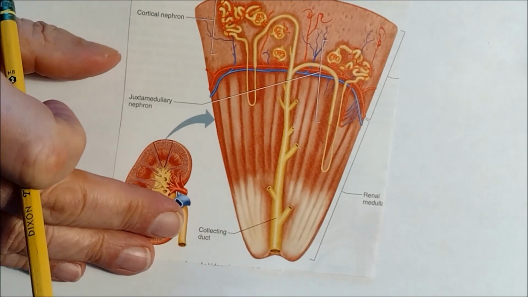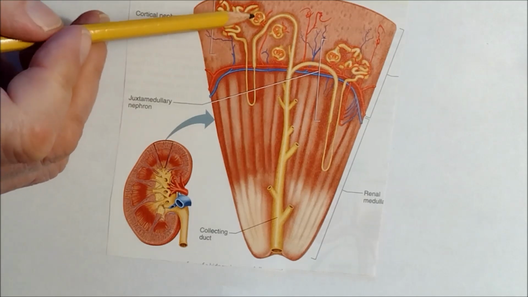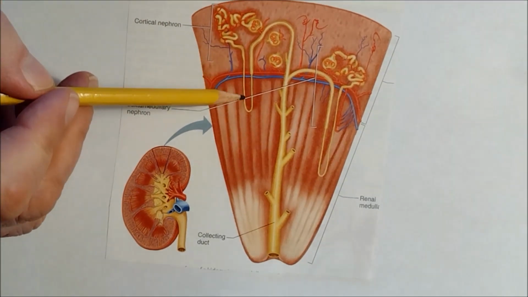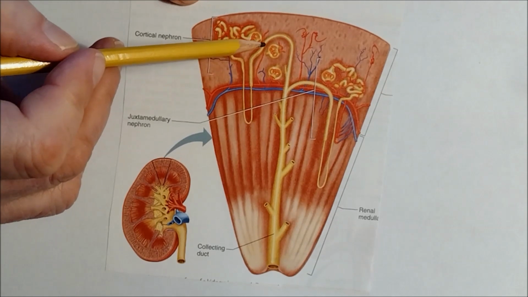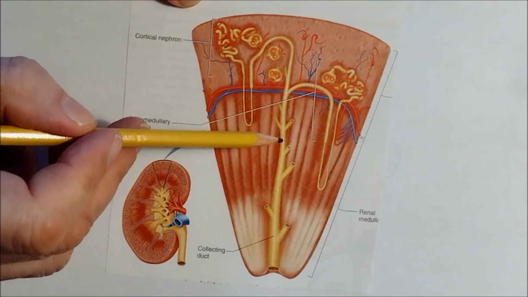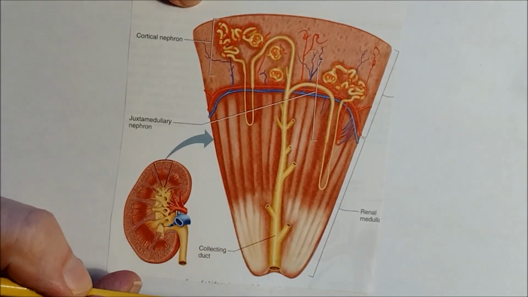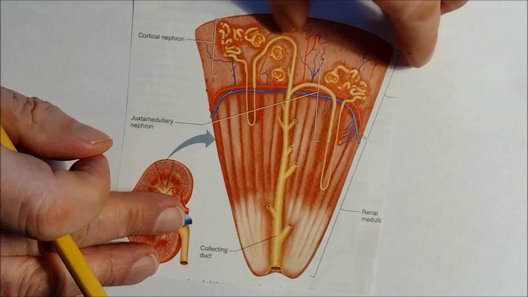Here's a little magnification of the picture we just took a look at. Here's the filtering unit. Here's the loop that goes down, comes back, loops around some more, and then becomes urine at this point and goes down into the collecting duct, the ureter, and then the bladder.